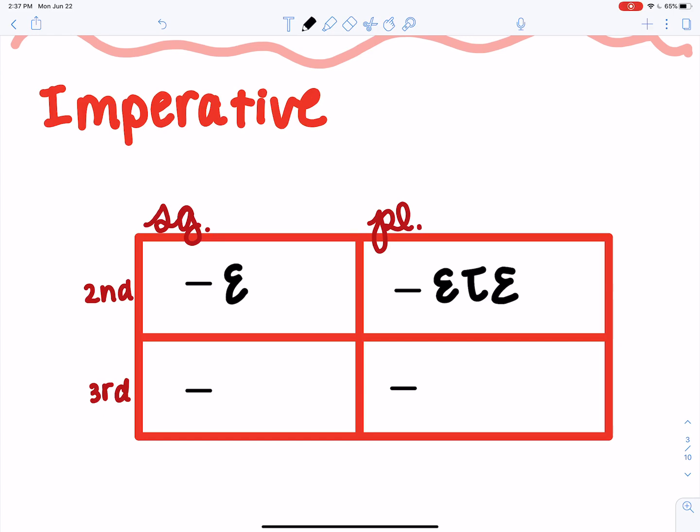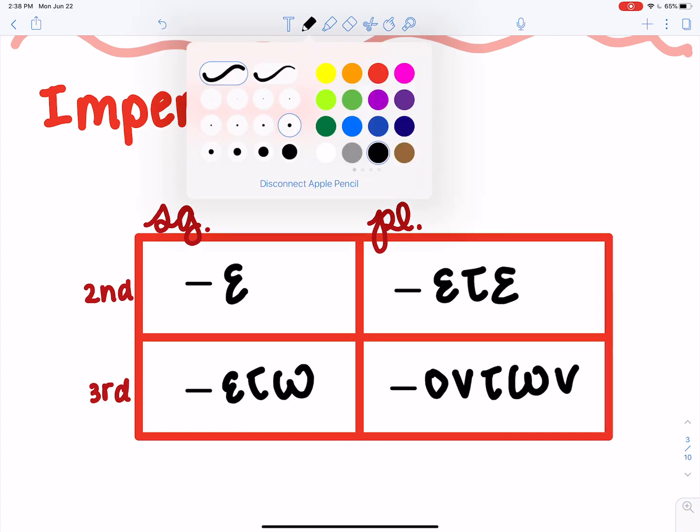And the third person imperatives, for which the endings are eto, so epsilon, tau, omega, and ontone, omicron, nu, tau, omega, nu, are used to address one or more people who are neither the speaker nor the person or people being spoken to. There's not an exact equivalent for this in English, so the closest we can get is by translating these as let. And this will make a lot more sense when we practice using these endings and the ones we learned earlier in the lesson to form and translate verbs from this week's vocab list. So we'll do practice with these endings now.